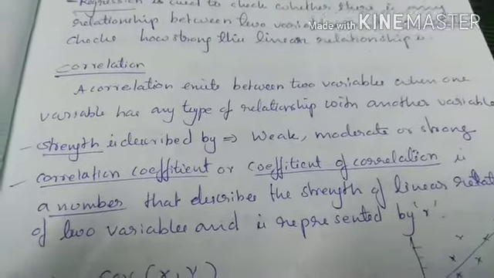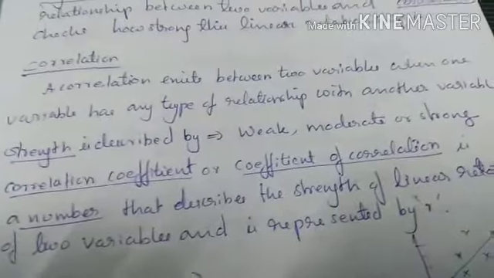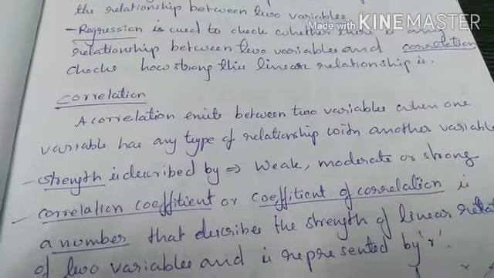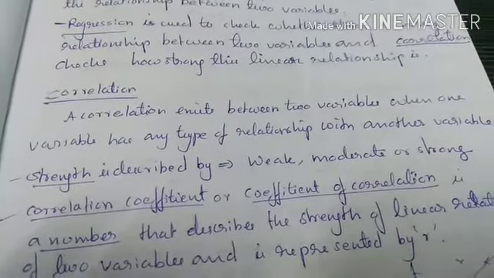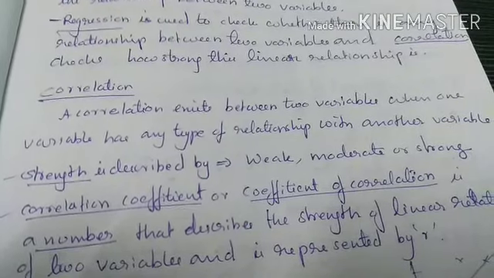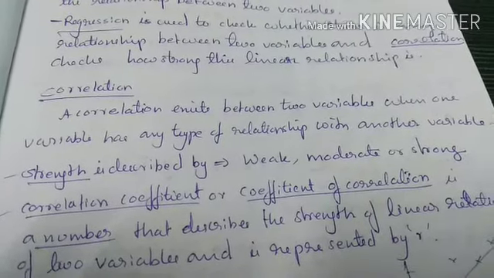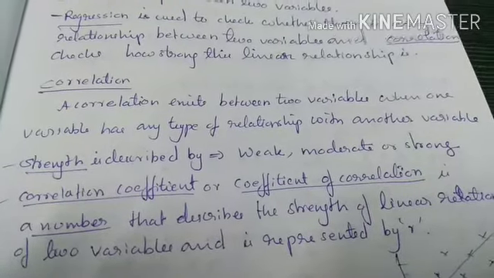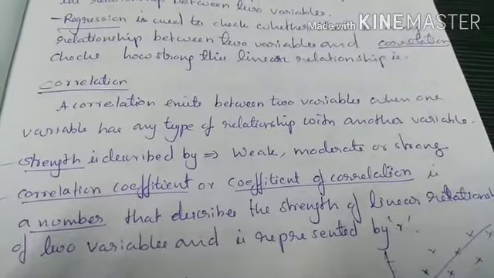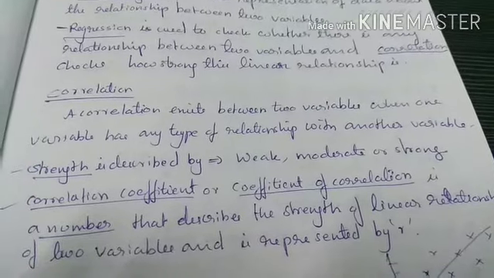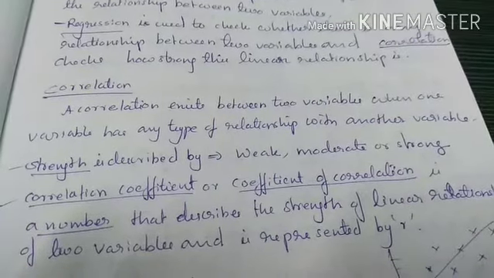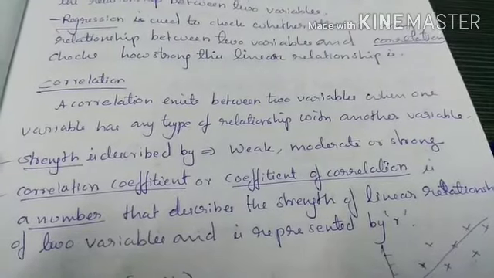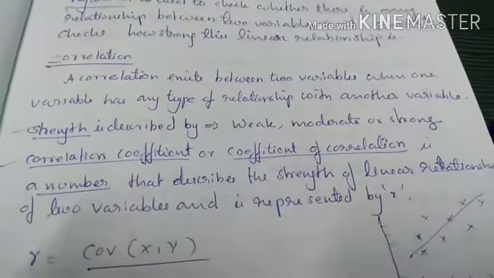That means it is not important that there must be a linear relationship. It can be curvilinear or any other relationship, circular, etc. So a correlation checks whether there is any relationship between two variables. And strength is described by weak, moderate, or strong. These words are used to describe the strength.